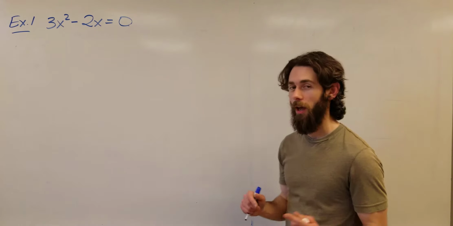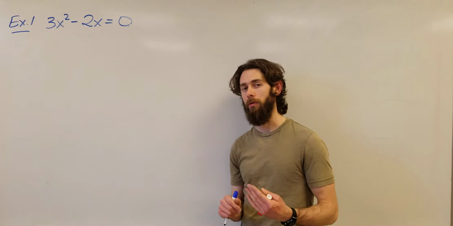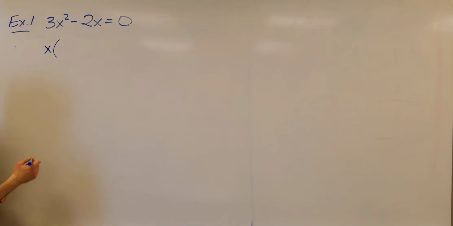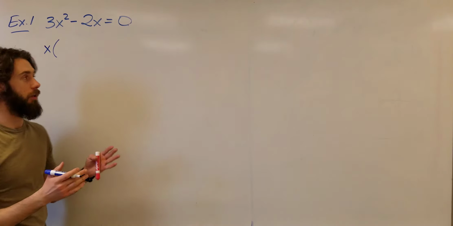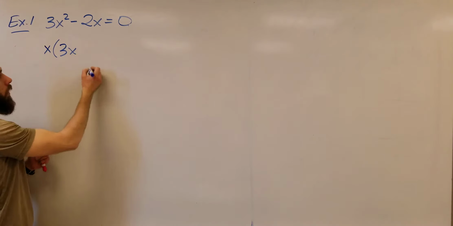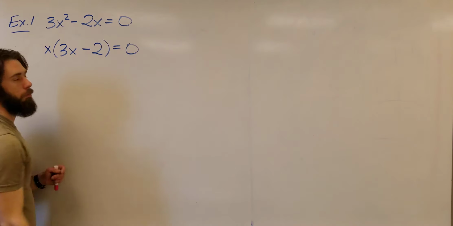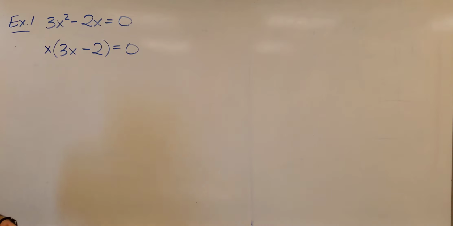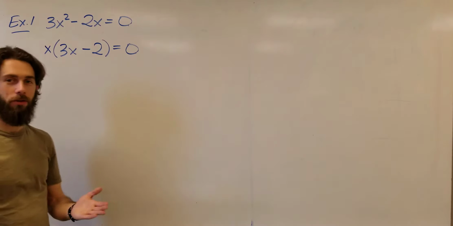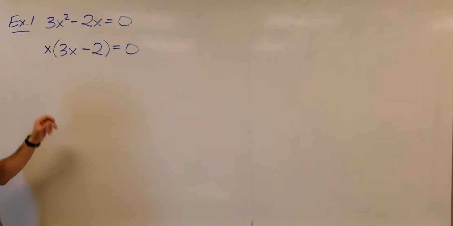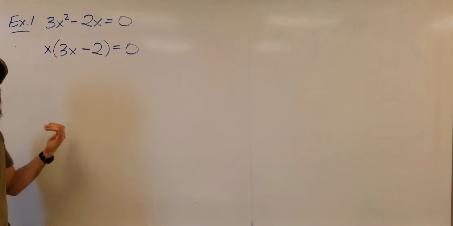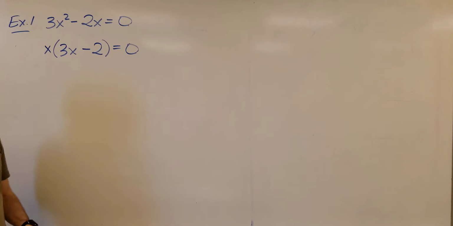Okay, so notice that there's an x that we can get out of both terms. So maybe we factor that out first. Okay, so we'll take the x out, and that leaves 3x minus 2, still equal to 0. Okay, so that actually looks ready to use the zero product rule. We have factors, and the power of x is 1 in each factor. That's important. Otherwise, we still have to keep factoring. So I'd say that's factored completely.